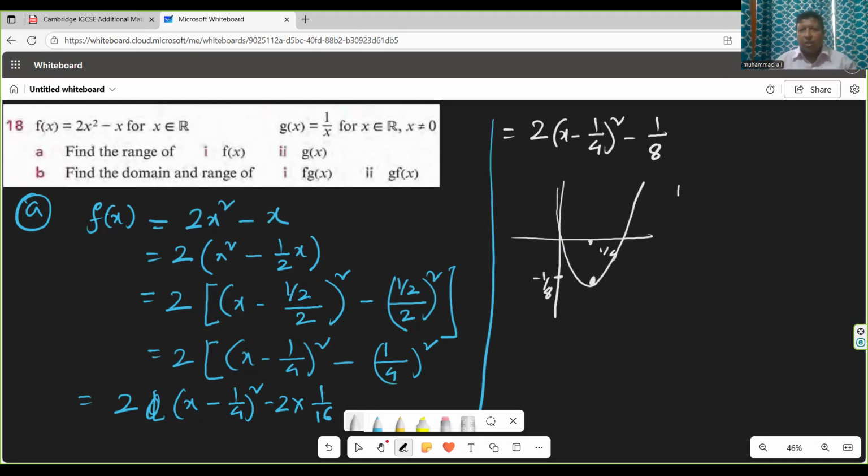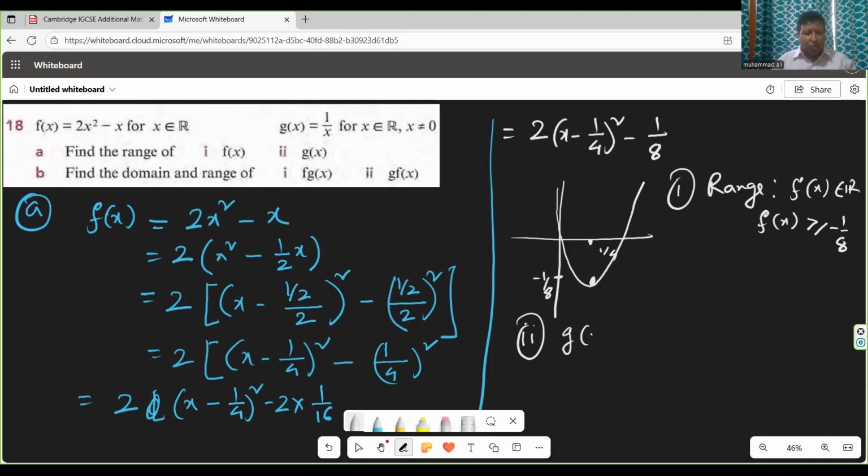So range: f(x) belongs to real number and f(x) ≥ −1/8. Okay, number (ii), range of g(x).